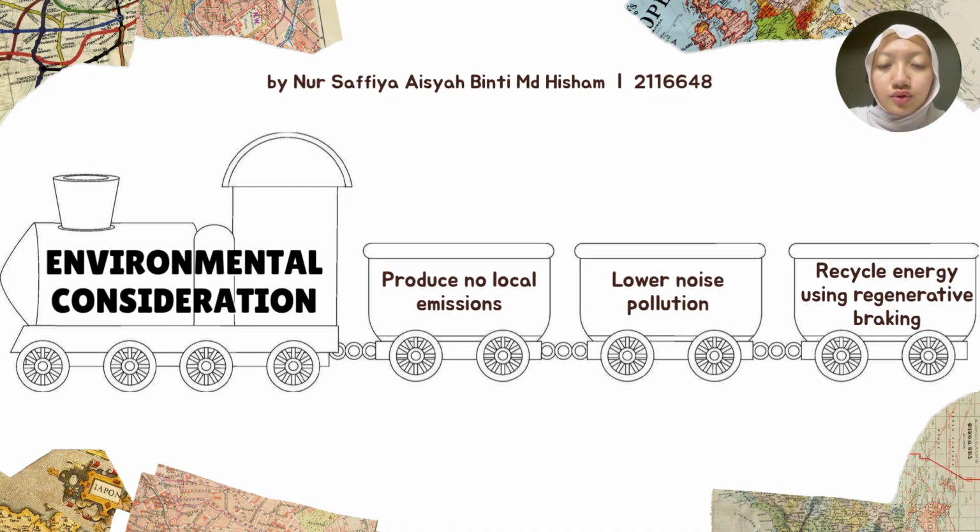Now, let's move on to environmental considerations. One thing both systems have in common: they are way more eco-friendly than diesel-based transport. Electric traction systems produce no local emissions, lower noise pollution, and can even recycle energy using regenerative braking. And how efficient is that? This makes electric trains a big win for sustainable urban planning, especially in cities struggling with congestion and air quality.